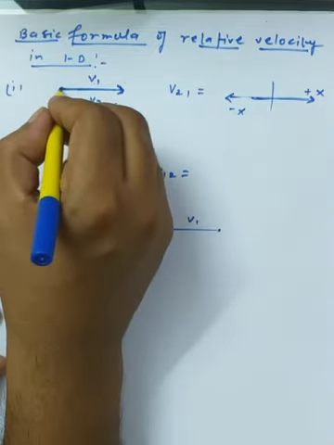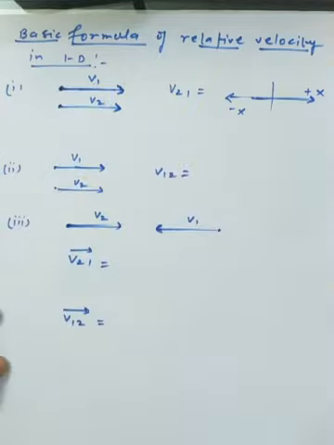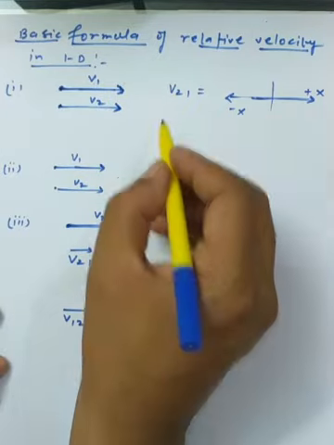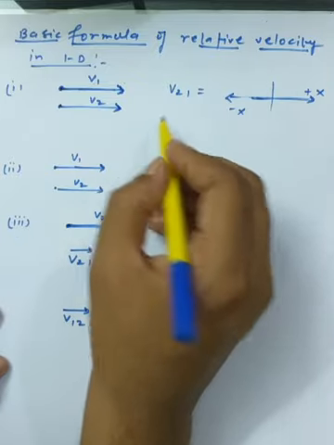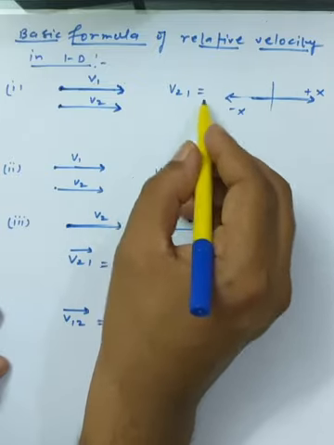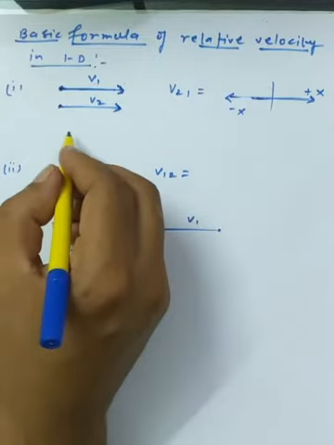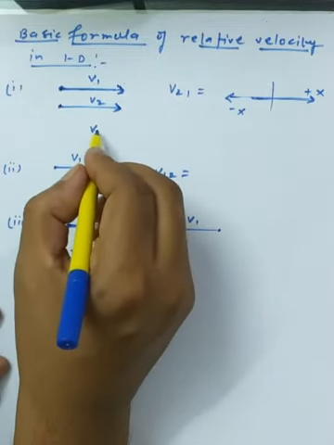Now first we have assumed that the two objects have velocities v1 and v2, and both are moving along the same direction. So first we need to discuss the relative velocity of the two with respect to one. We have made the derivation of this formula, so we are easily just using the direct approach.